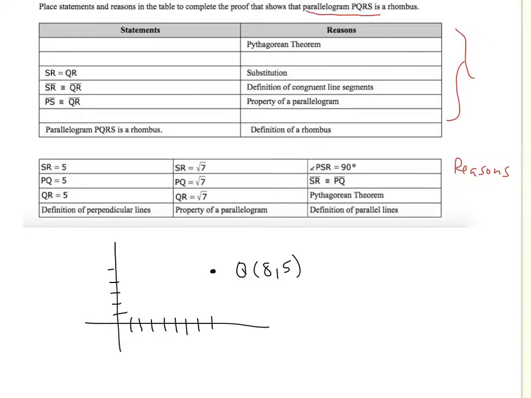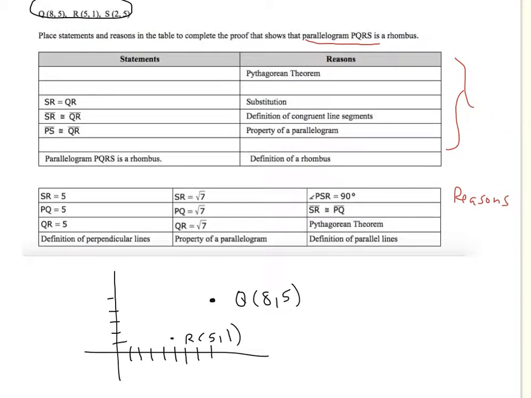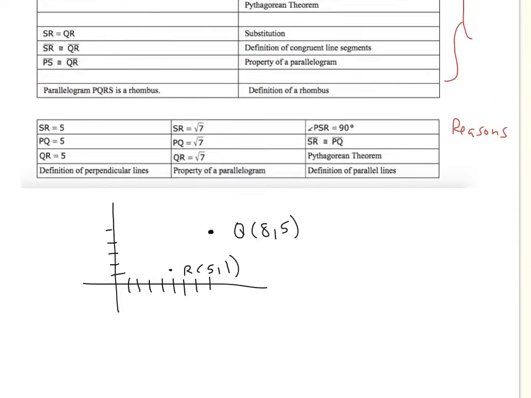It tells us R is (5, 1). So R is going to be over 5 and up 1. There's R at (5, 1). And it says S is at (2, 5). So over 2, up 1, 2, 3, 4, 5. So there's S.